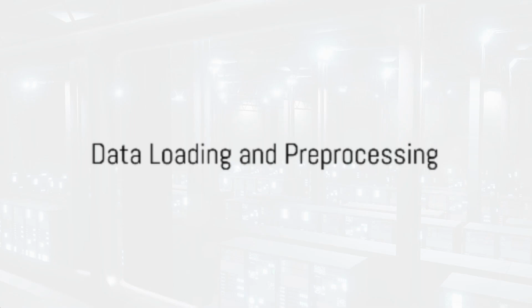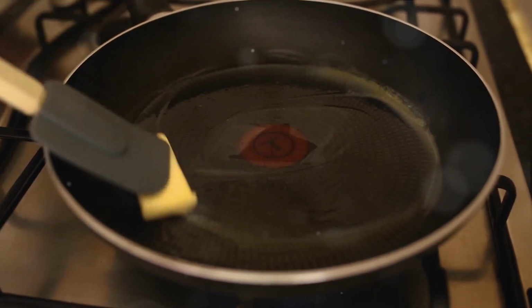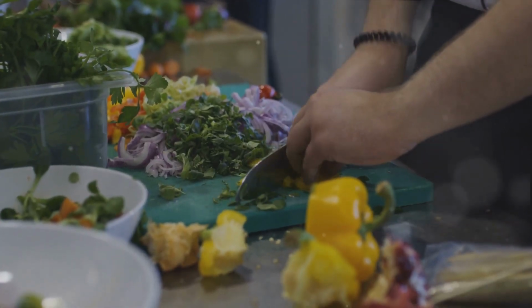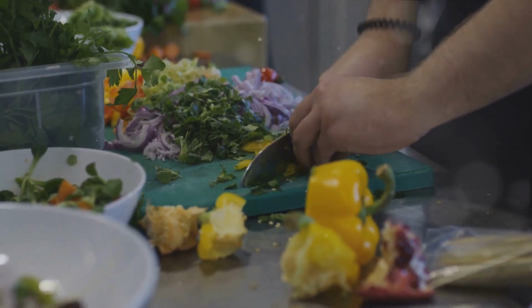In the world of machine learning, we start with data loading and pre-processing. This involves gathering and preparing our ingredients. We load data from various sources, much like collecting ingredients for a recipe. We then clean the data, removing inconsistencies and irrelevant information, similar to washing and chopping vegetables.